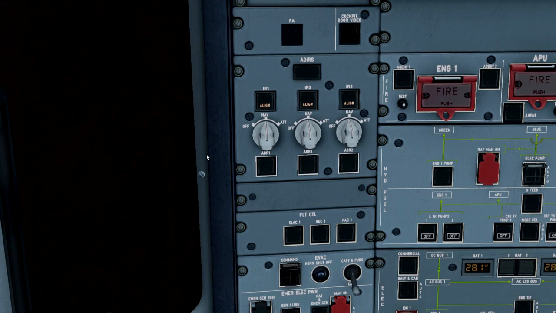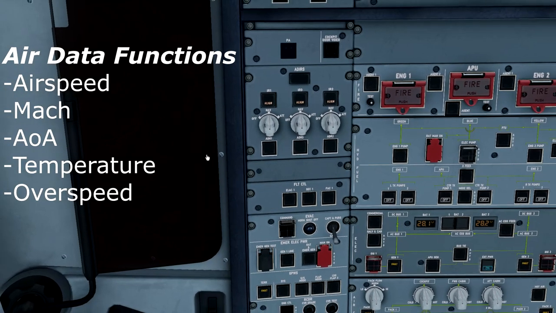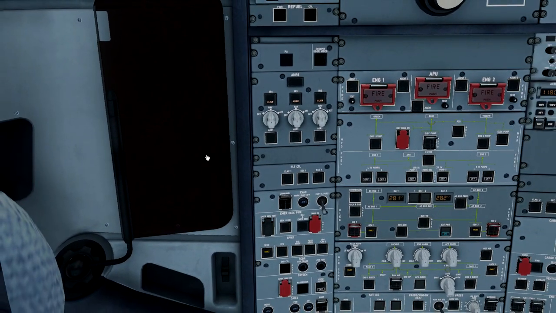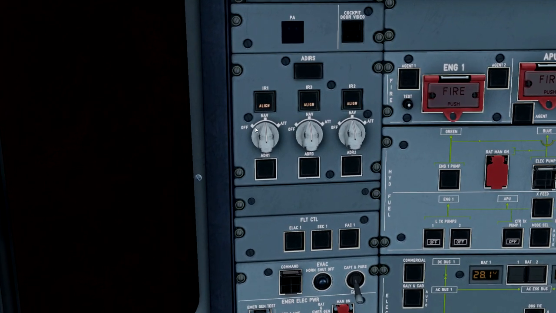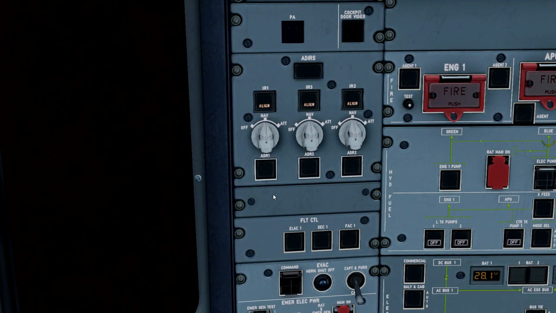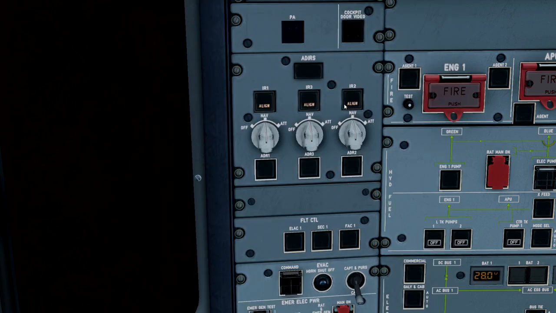So some of the ADR functions, or the air data functions, are airspeed, Mach, angle of attack, temperature, and overspeed warnings. So think of a barometric type system or a pitot-static system on your smaller aircraft. That's what your ADRs are for. So we have two separate systems in each box, if you will. We have an ADR1 and we have an IR1. We have an ADR3, IR3, and so forth.